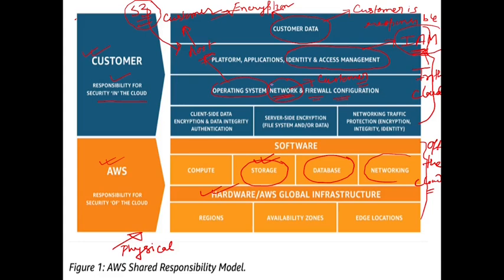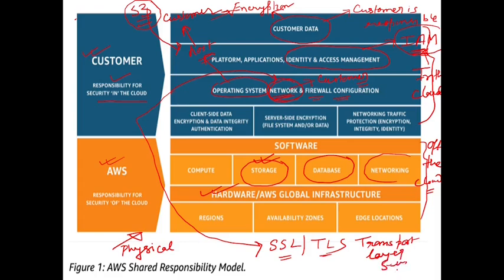Here you can see network traffic protection. This network traffic protection usually uses two types of layers, called SSL and TLS. It uses these for security purposes. SSL is called Secure Socket Layer and TLS is called what? Any ideas, friends? TLS is Transport Layer Security, okay? This helps network security.